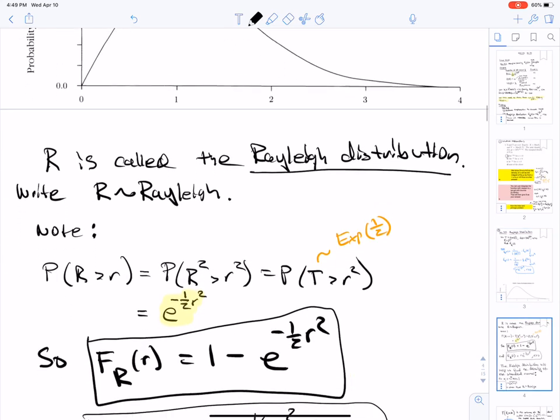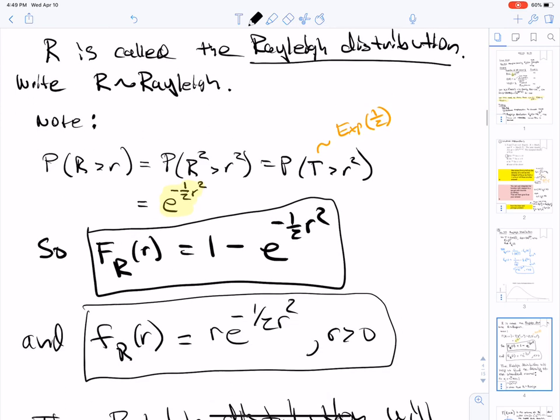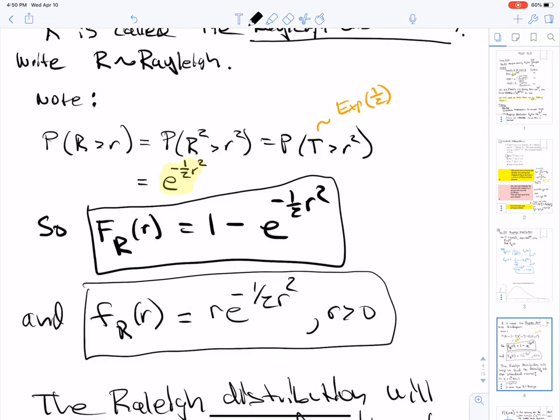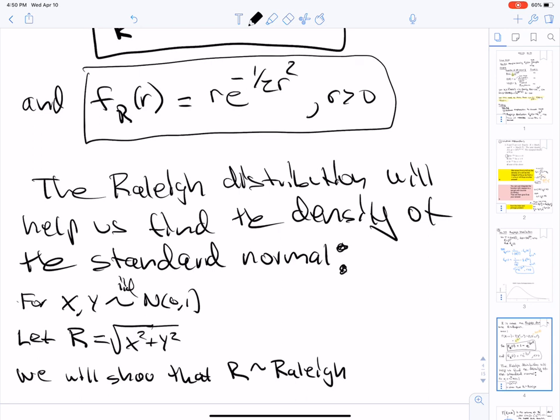It has this density, so this picture. And another way to derive it, you could square both sides of this probability that R is greater than r. Note that R squared is T, which is exponential 1/2, and we know the survival function for T is e to the minus 1/2 r squared. So we get then the CDF 1 minus e to the minus 1/2 r squared, and the derivative of that is the density r e to the minus 1/2 r squared. So the Rayleigh distribution will help us find the density of the standard normal.